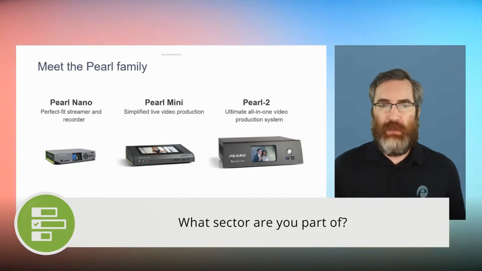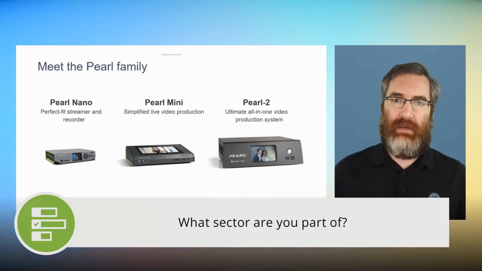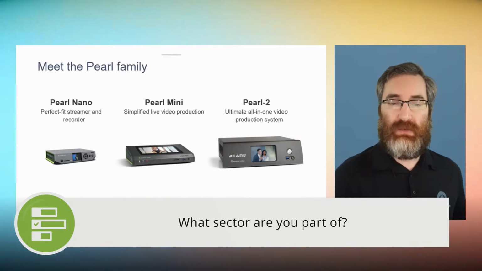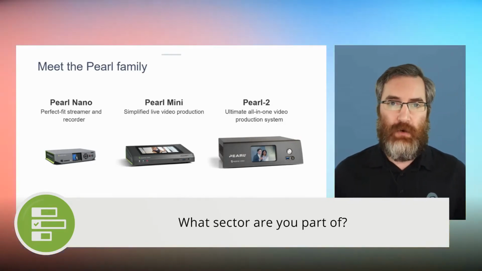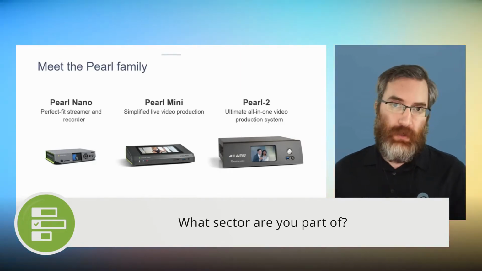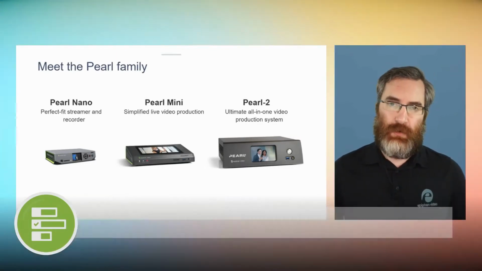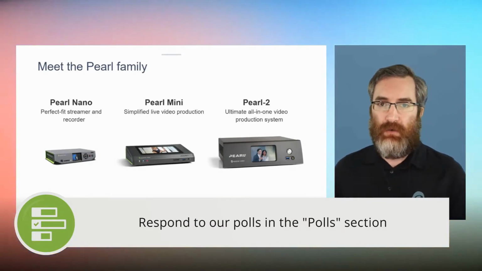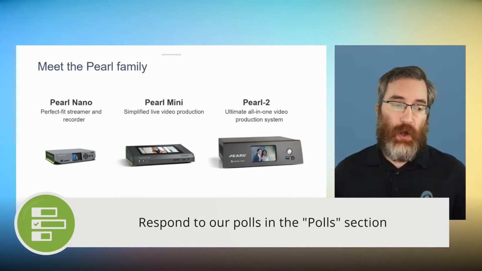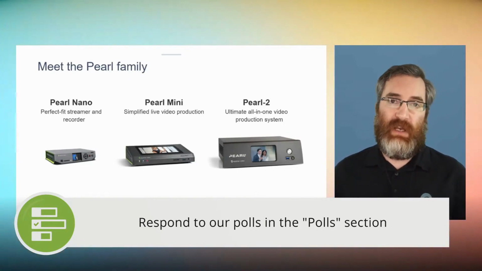So for those of you not familiar with the Epiphan Pearl family of products, this is basically a line of hardware encoders. There is soon to be, very imminently, three models. Up until very recently, there were two. The Pearl Nano, the smallest in this line, was announced a little while ago, and we're getting very close to getting that into the hands of our partners and customers. The Pearl Mini and the Pearl 2. The Pearl 2 has been out for 4 years or so, Pearl Mini for about 2.5 years. So there's a pretty good history of use with these different models. And each one offers some slightly different and unique features and options that can help with whatever it is that you need. In all cases, these are standalone hardware encoders for live streaming and recording.